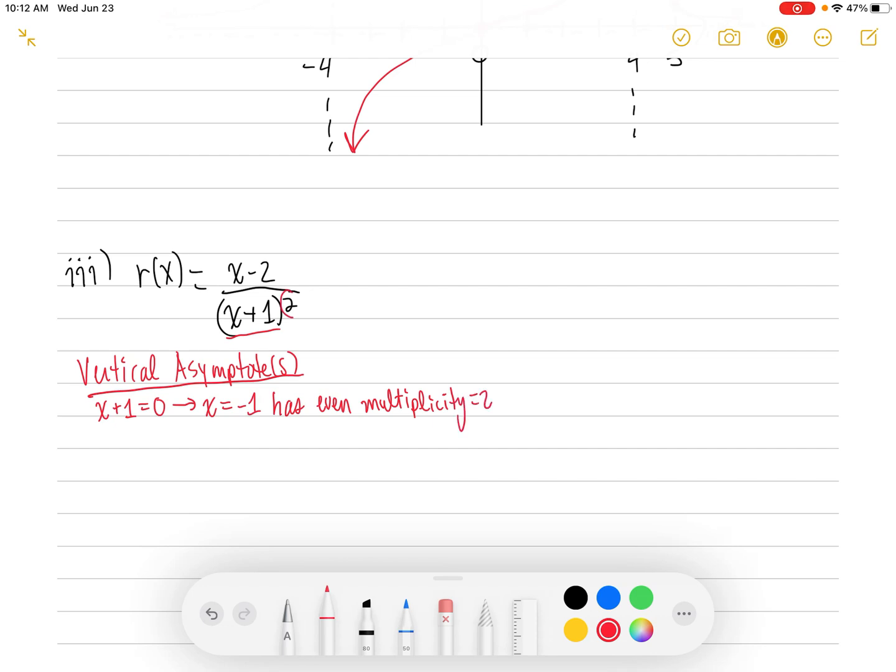It has even multiplicity. The multiplicity is 2 here, right? That's that power in the bottom. The power of x plus 1 is 2. Okay, so we have one vertical asymptote. That's it. Let's find the horizontal asymptote if we can.